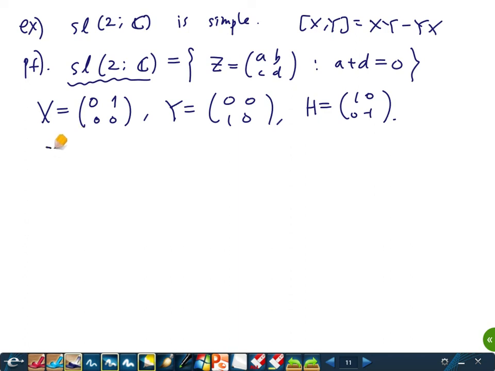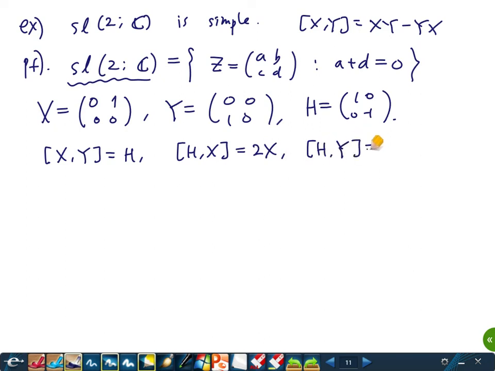And let's compute their Lie brackets. We know the definition, so it's just a matter of computing this. It's going to be [h, x] and so on. Hopefully sooner or later you will remember all of this, because we will use this very often.